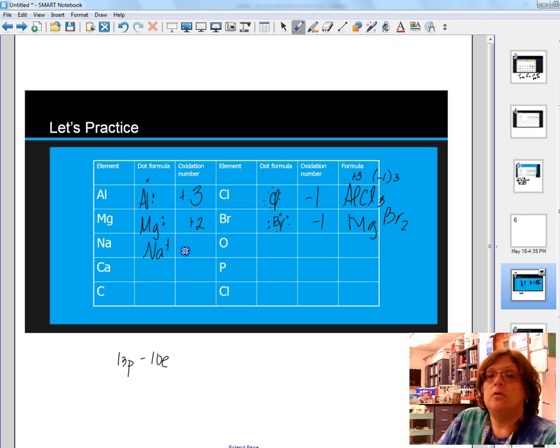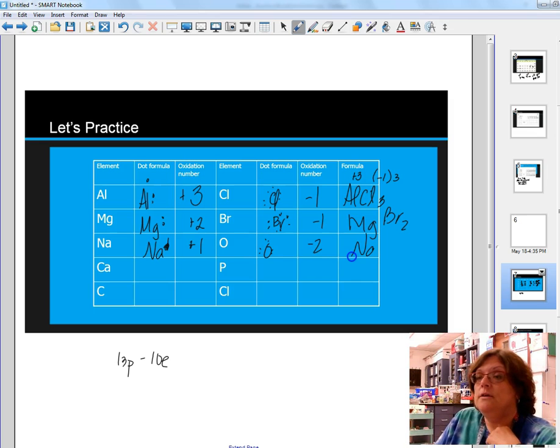Sodium is a +1 because he has 1 outer shell electron to give away. Oxygen has 6 outer shell electrons. He needs 2. We'll need 2 sodiums to satisfy the oxygen.